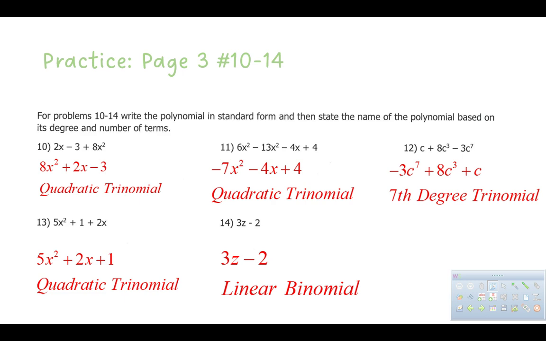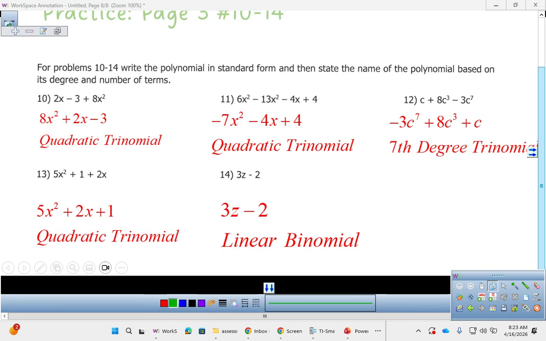Number 14 was already in standard form. I didn't have to do anything. The linear term was first, the constant term was second. This is linear because the highest power here is 1, that's linear, and then 1, 2 terms is binomial. I don't think that you should have that memorized. I just want you to be able to use the chart for now. Alright?